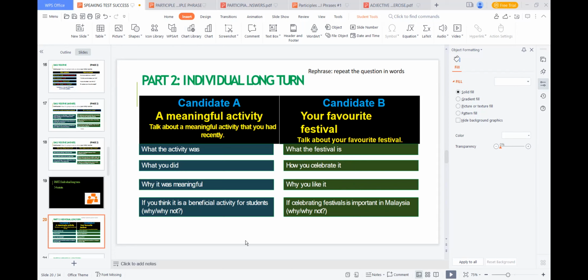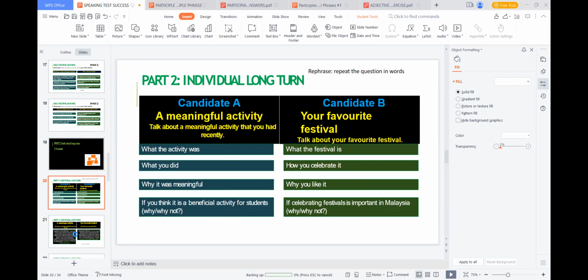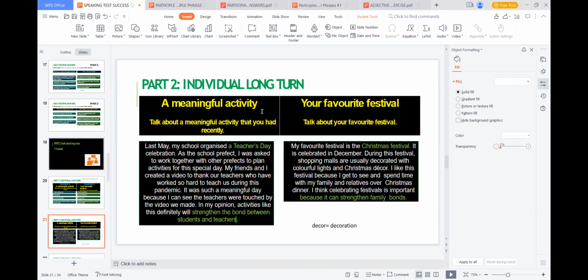Yes, and there is actually one more question. After candidate A shares about these four areas, there will be one question directed to B. B will answer the question, which is related to candidate A's topic. Likewise, after candidate B, there will be one question for candidate A related to candidate B's topic. Okay, let's move on to the sample here. A meaningful activity. Talk about a meaningful activity that you had recently.